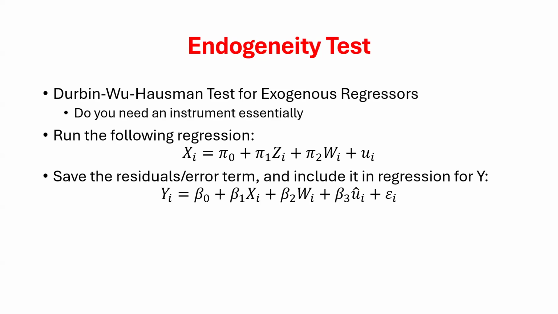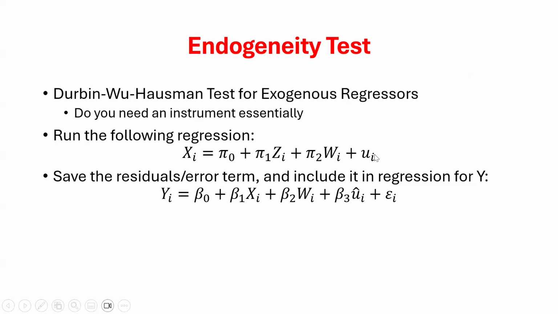To run this Durbin-Hausman test, I'll run my initial regression, where I'm trying to predict Y with X, and I have some additional controls. Then I run the first stage, where I try to predict X using this instrument, and I save my errors from that first stage. When I'm predicting X using my instrument, anything else that would be explaining X other than my instrument is captured in my error term. That would be anything else that would influence both X and Y.